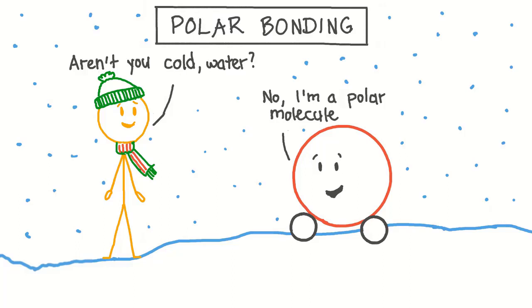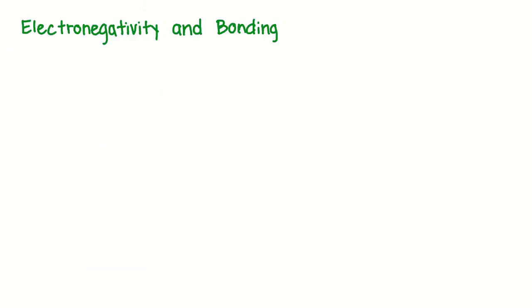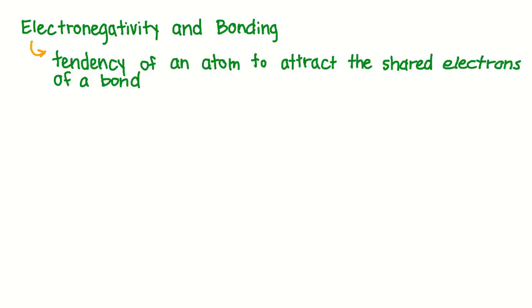In this video, we'll learn how the electronegativities of atoms within a molecule can create polar bonds. We'll learn how to identify polar bonds within a molecule and determine how this affects the polarity of the molecule as a whole. Before we dive into the topic of polar bonding, let's take a minute to review electronegativity.